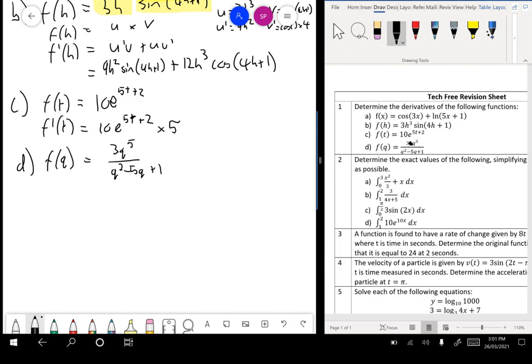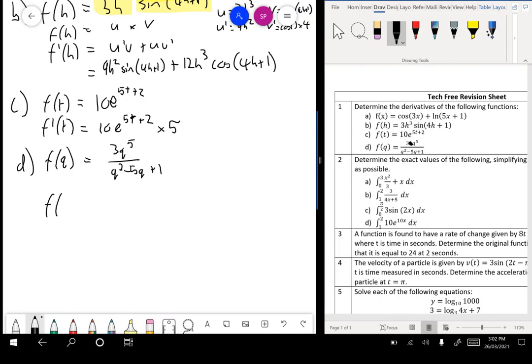Now, ladies and gents, this one, just looking at it, I've got my variable that I'm trying to differentiate for on top. So my variable is q. I've also got it on bottom, and looking at that, there's no easy way for me to factorize out that q or anything to get q by itself. So we can't really, unfortunately. So we can't make that a simpler problem, so we're going to have to use quotient rule.